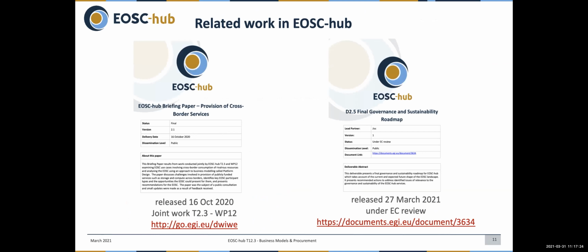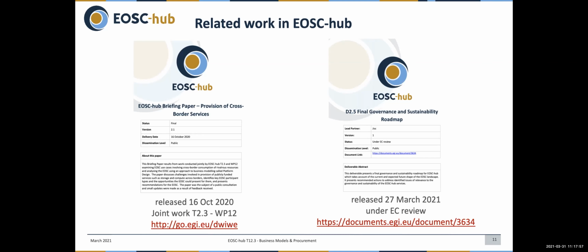There is also related work that came from other areas of the project. In particular, I want to point you to 2 key documents. One, on the left-hand side, is the EOSC-hub briefing paper on provision of cross-border services. This is a joint work between Task 2.3, which is about sustainability and governance, looking at the wider EOSC, and Work Package 12.